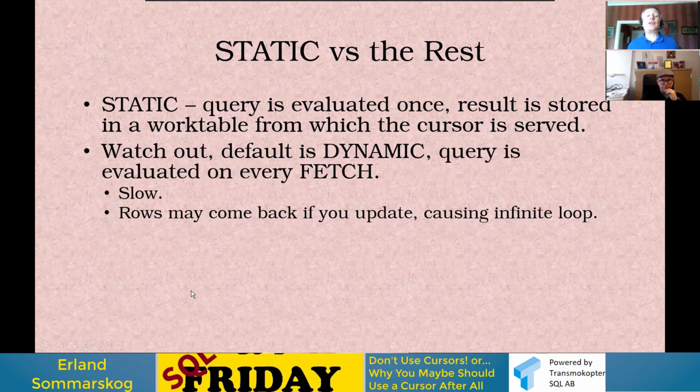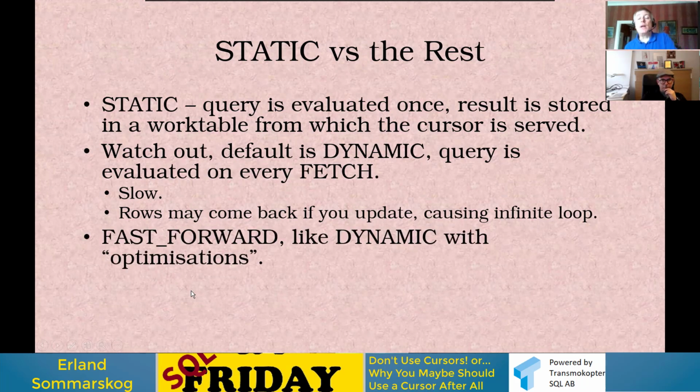Now watch out, the default is a dynamic cursor. The query is evaluated on every fetch, as you might guess. That is slow. And not only that, sometimes if you do updates, you might actually have rows coming back in your cursor, getting an infinite loop. I think I've seen that happening, not in my own code, but people in forums seem to have run into that. Then there is also FAST_FORWARD, which Books Online says is like dynamic, but with optimizations.